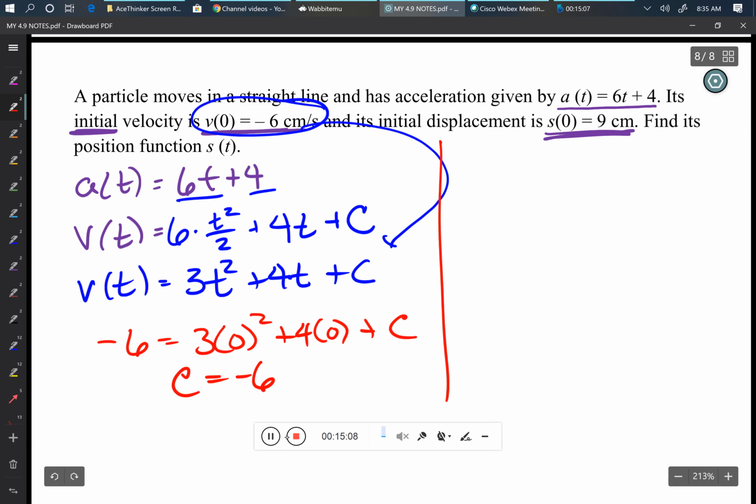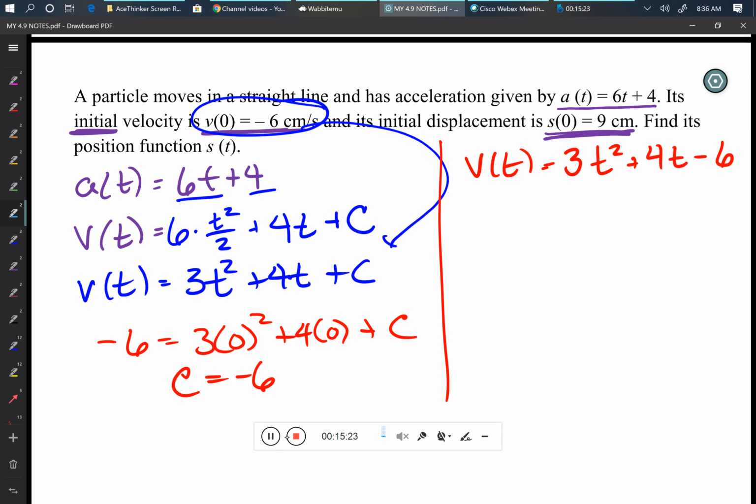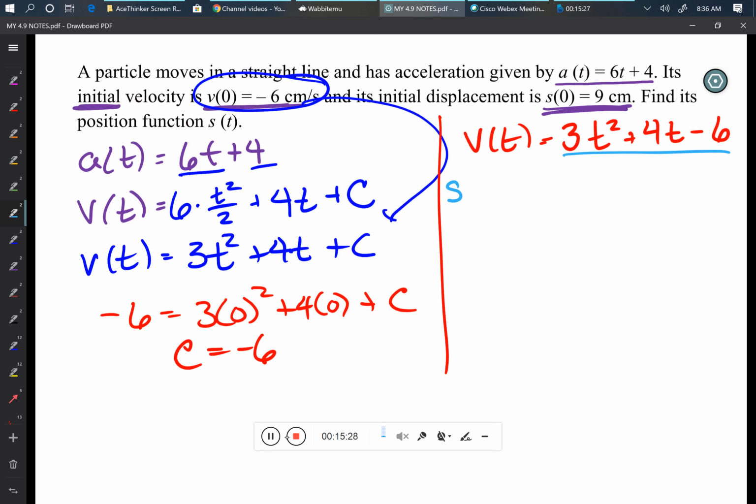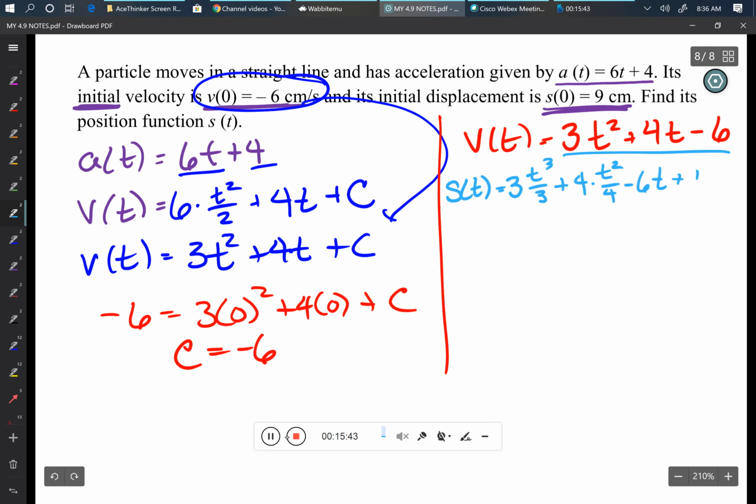And if I wrap that up and make it look pretty, that tells me that v of t is equal to 3t squared plus 4t minus 6. Now I need to work backwards one more step to get from velocity back to position. So if this is my velocity equation, what will s of t look like? Well, the antiderivative of 3t squared is going to be 3 times t cubed over 3 plus 4 times t squared over 4 minus 6t plus, and I'm going to call it d.